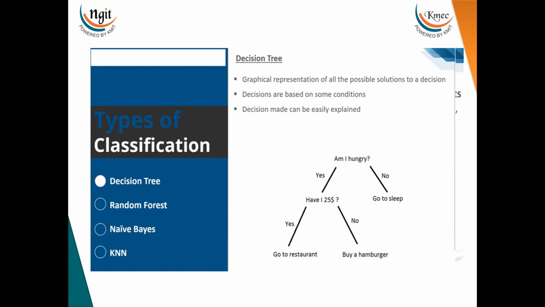So what exactly is the decision tree? From the name you can understand that a decision tree is like a tree structure. The graphical representation of a decision tree will be like a tree. We try to find all the possible solutions with the help of a decision tree, and how we are going to take the decision with the help of certain conditions. Suppose we have a problem: should I go to a restaurant and eat, or should I go to sleep? I want to take that decision.